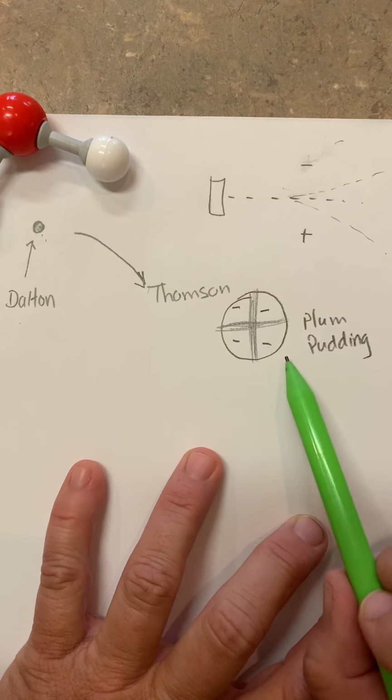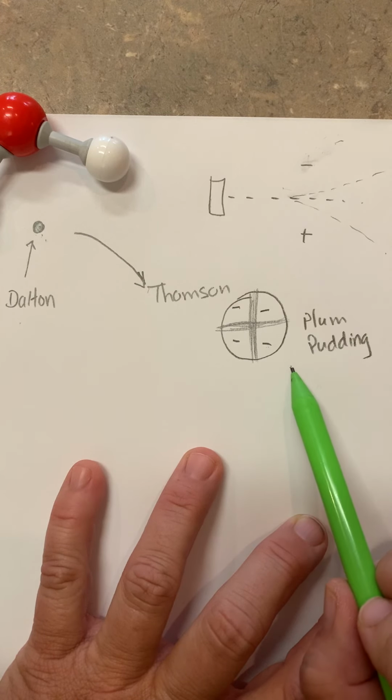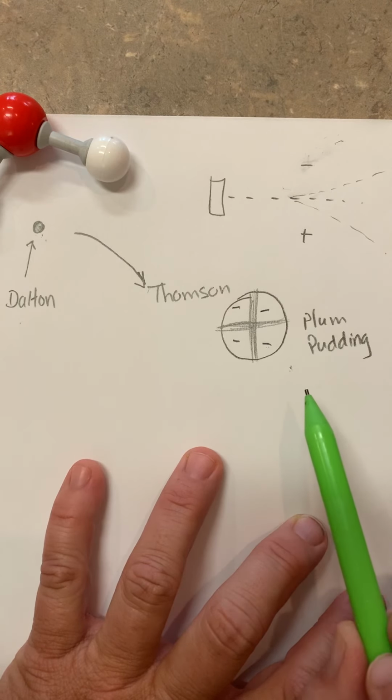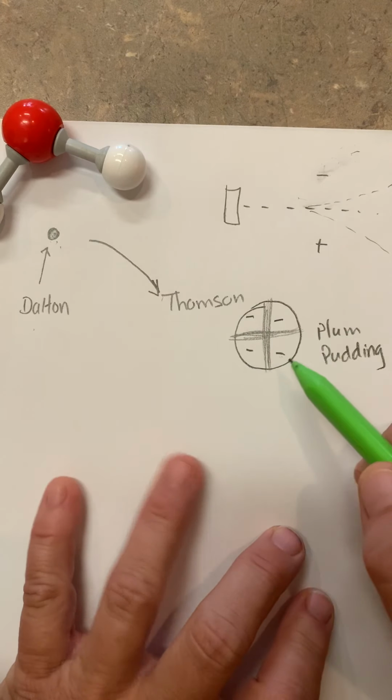And that's true because a hydrogen atom is just a proton, and an electron is 1,836th of a proton's mass. So he was pretty dang close. So that's how we got Thomson.